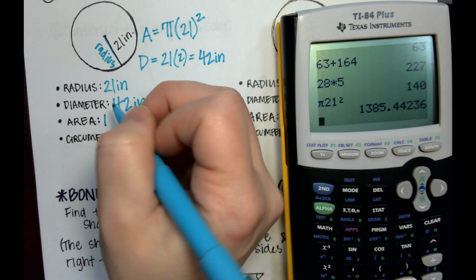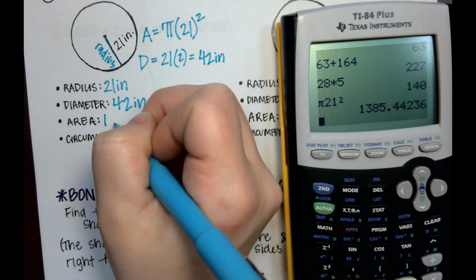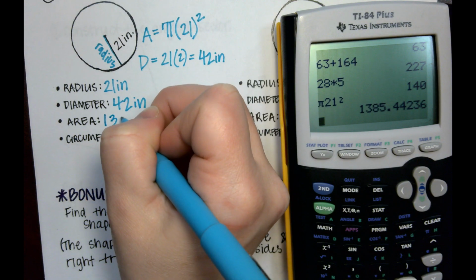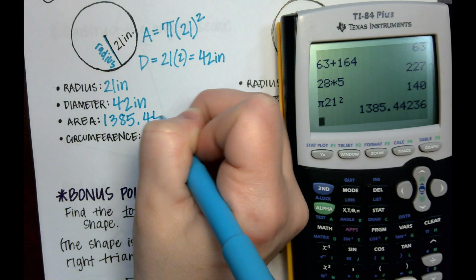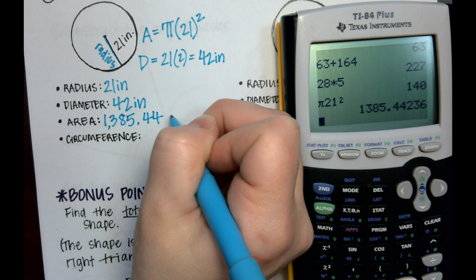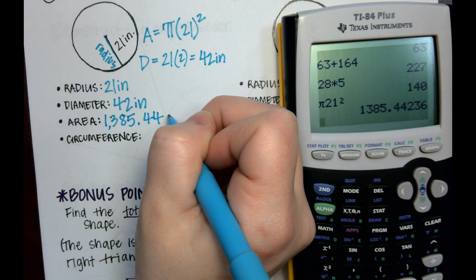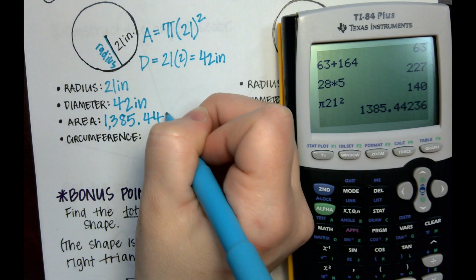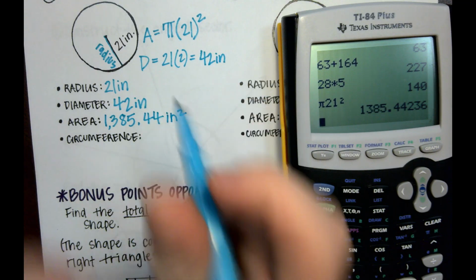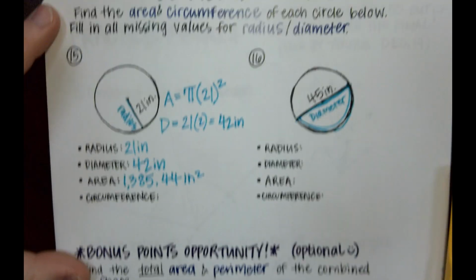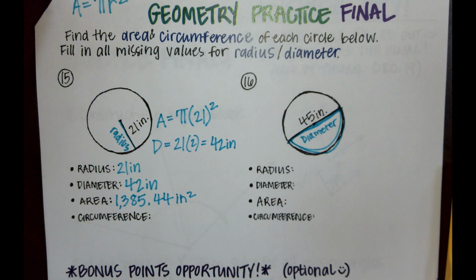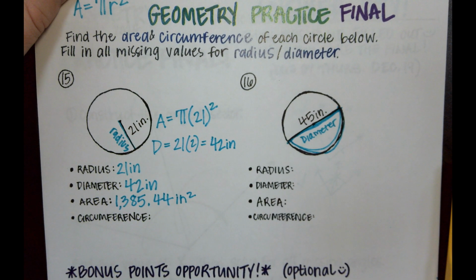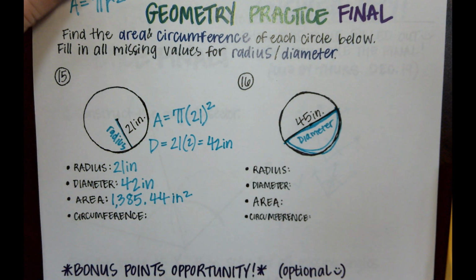Okay, so what did you get for area? 1,385.44. Perfect. That's what I got. What's our units? Inches squared. The thing about area, it's always the unit squared. Yes, exactly. Yeah, we would just put units squared.